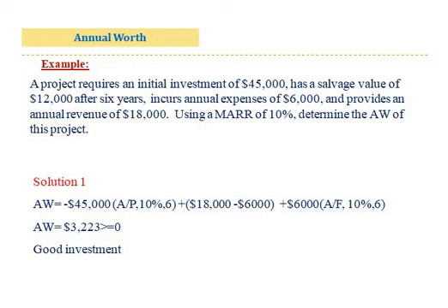So how do I get the resultant value? It is the revenues minus expenses, so $18,000 minus $6,000, and I do not multiply it by anything. The value is already an annuity. Now what's left is the $6,000, which is a future value, and I want to change it into an annuity. So it's F, so A equals F, so I have to multiply it by A knowing F, i, n. The final answer is $3,223. It's a positive value, so this is a good investment.